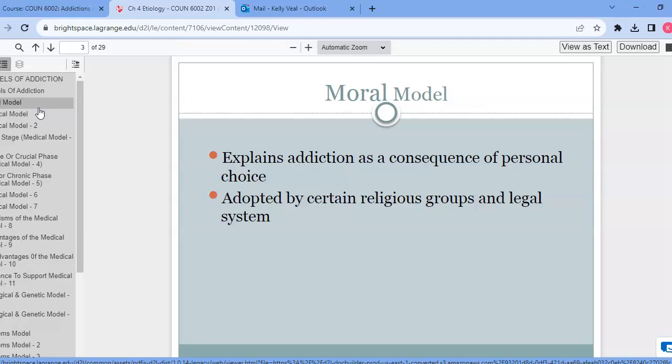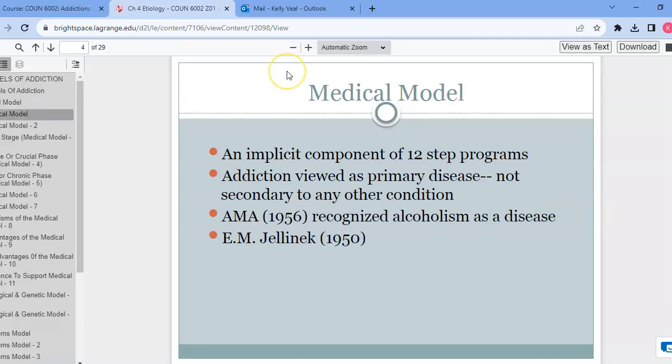If you ever think about a New Year's resolution, most people cannot keep them. They fail. So when we set a goal to stop doing or start doing something, it is really hard to change that behavior. And then we have the medical model.